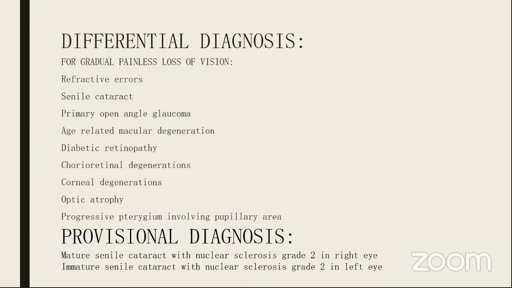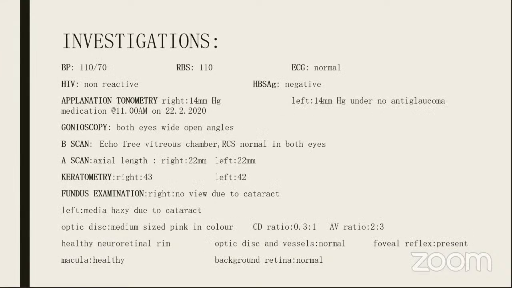After ruling out the other possibilities and based on the significant examination findings and relevant history, the provisional diagnosis is given as mature senile cataract with nuclear sclerosis grade 2 in the right eye and immature senile cataract with nuclear sclerosis grade 2 in the left eye. General investigations like BP, RBS, ECG, HIV, and HBsAg are normal.